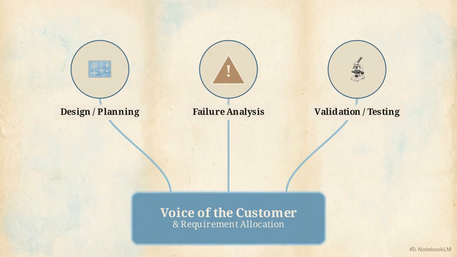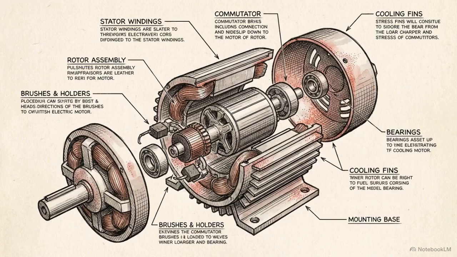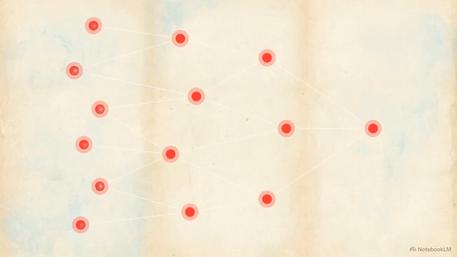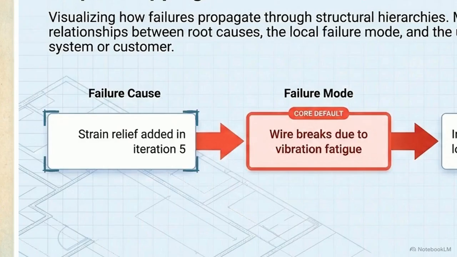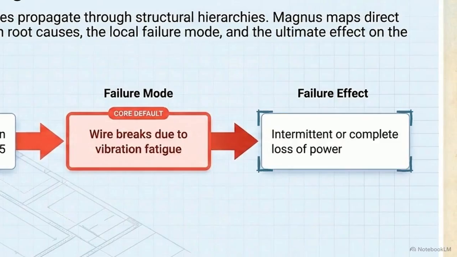original customer demand. Once the static product structure is mapped, the system shifts focus toward dynamic failure prediction. Rather than listing isolated failure modes in a vacuum, the architecture builds a continuous failure network. This diagram illustrates the flow of causality. A specific failure cause, like a strain relief iteration, leads directly to a local failure mode, such as a broken wire, which then dictates the ultimate effect on the end user.